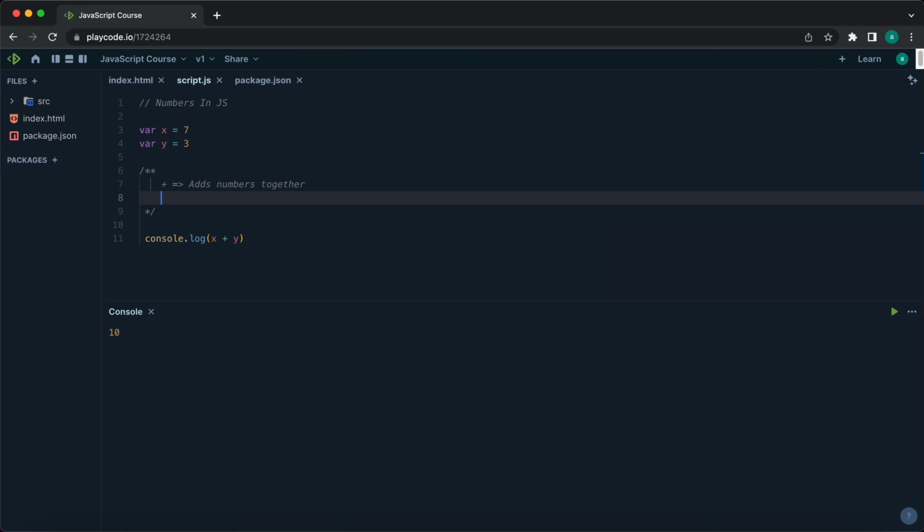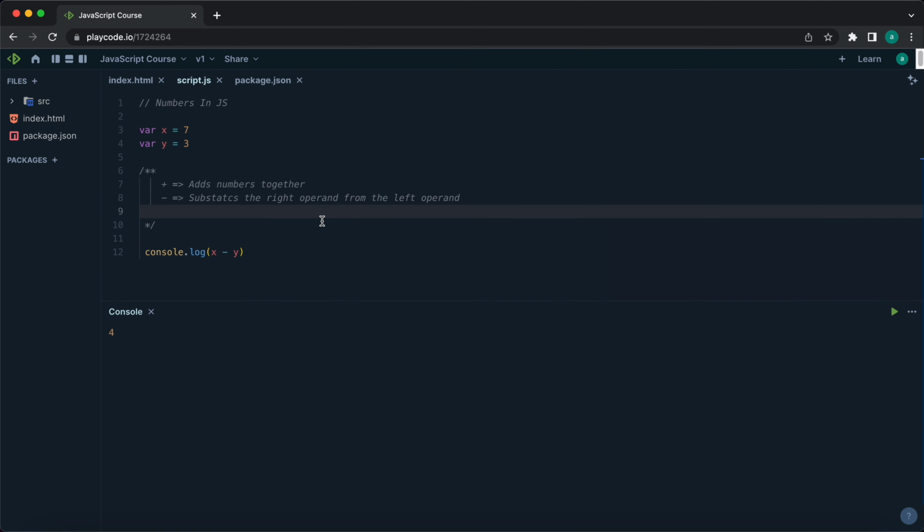The second operator is the subtraction operator. We use this to subtract the right operand from the left operand. Let me give you an example. x - y, that means 7 minus 3. Let me change this plus to minus. We get here 4. 7 minus 3 equals 4.